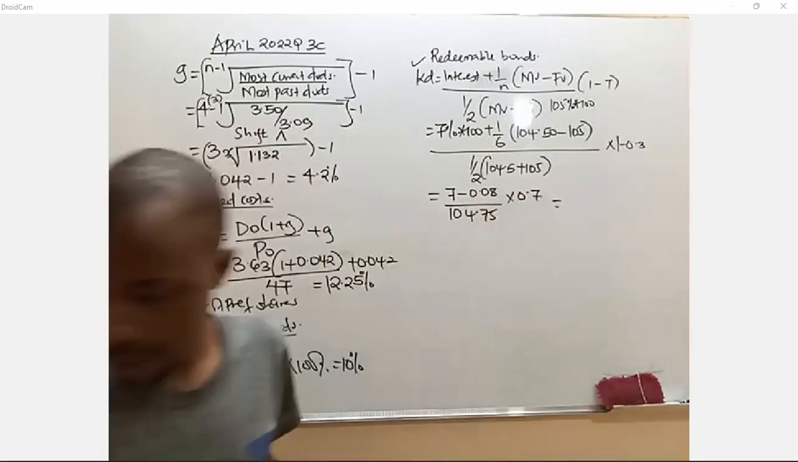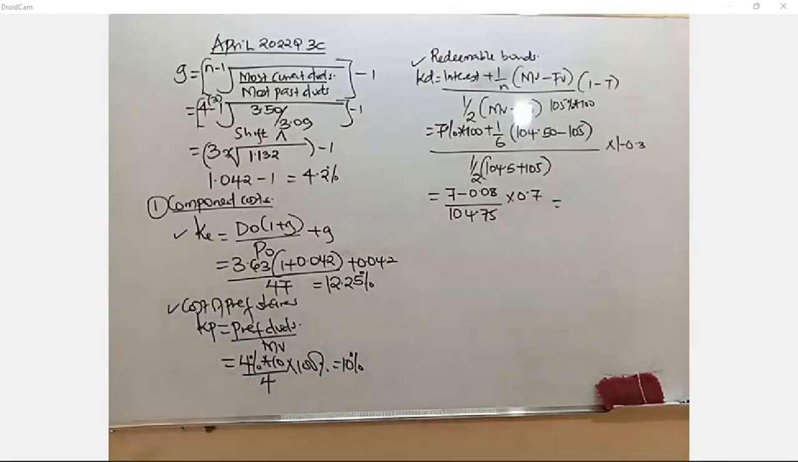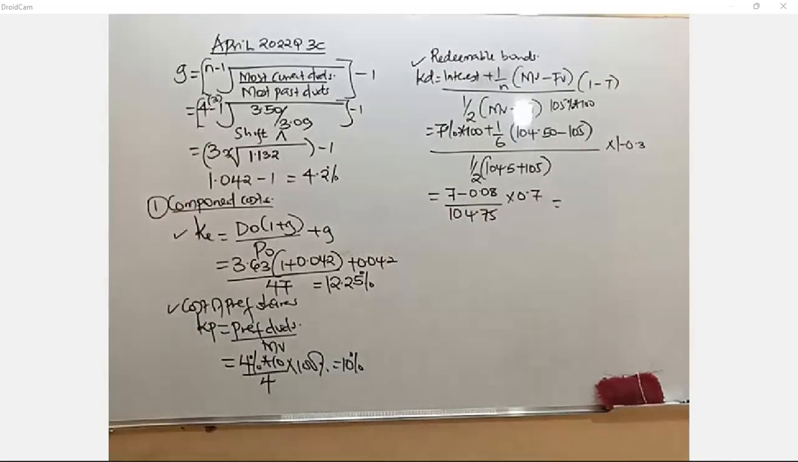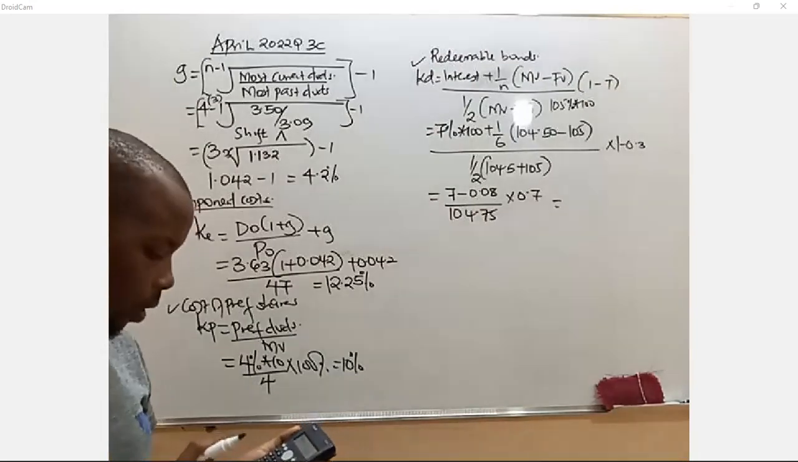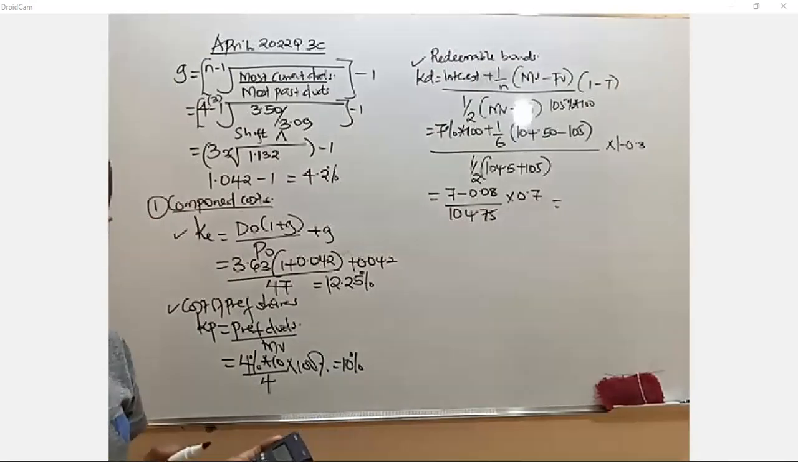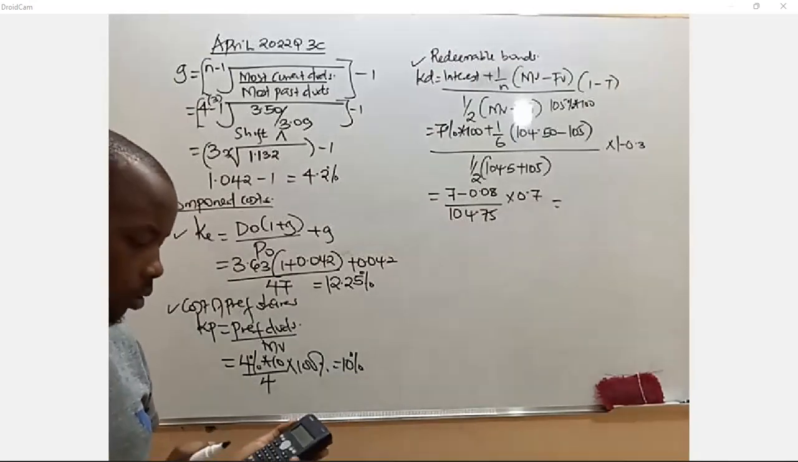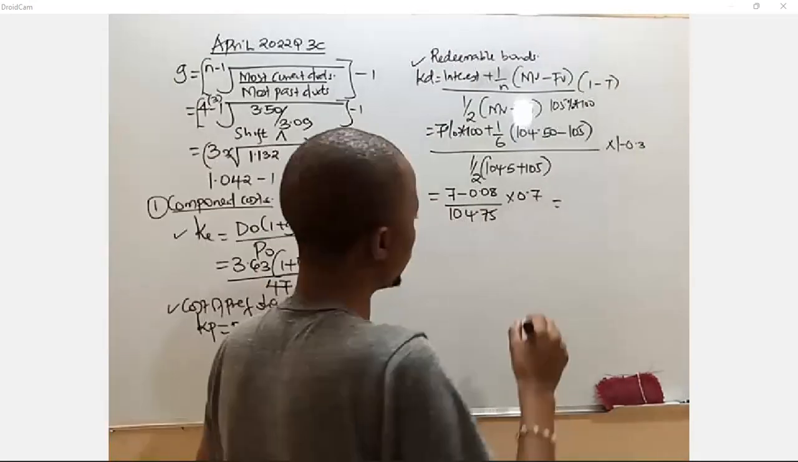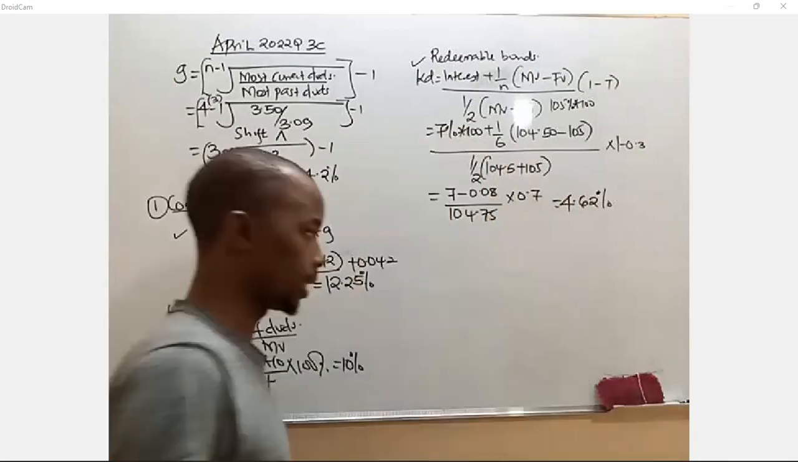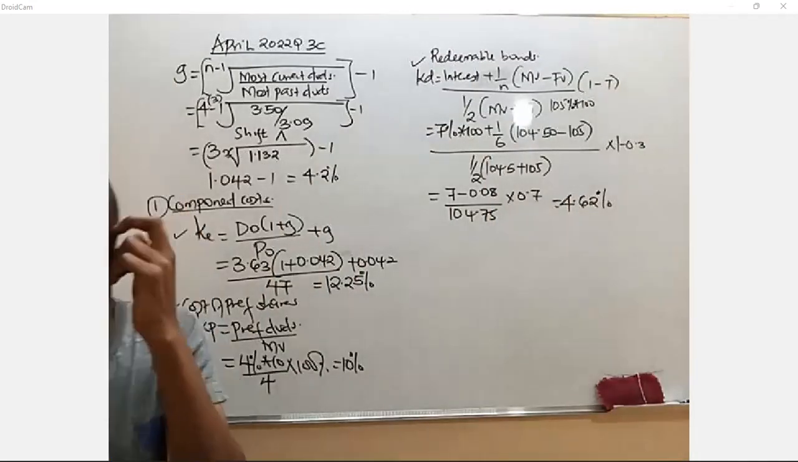What is our answer here? It will be 7 minus 0.08. We are getting something closer to 6.92. We divide by 104.75. Then we multiply by 0.7, getting something closer to 4.62%.